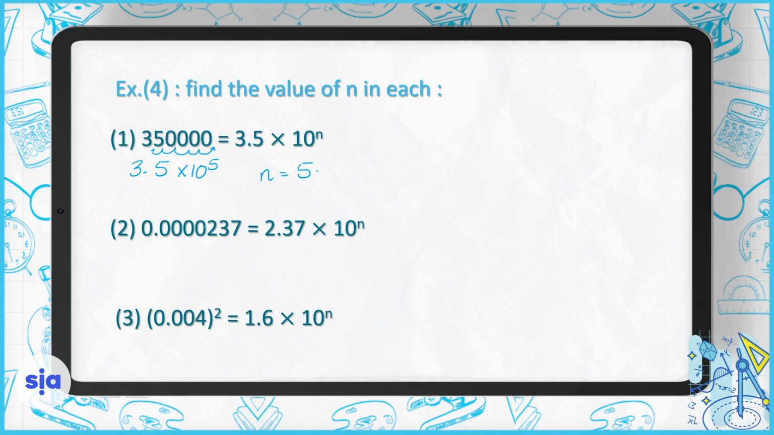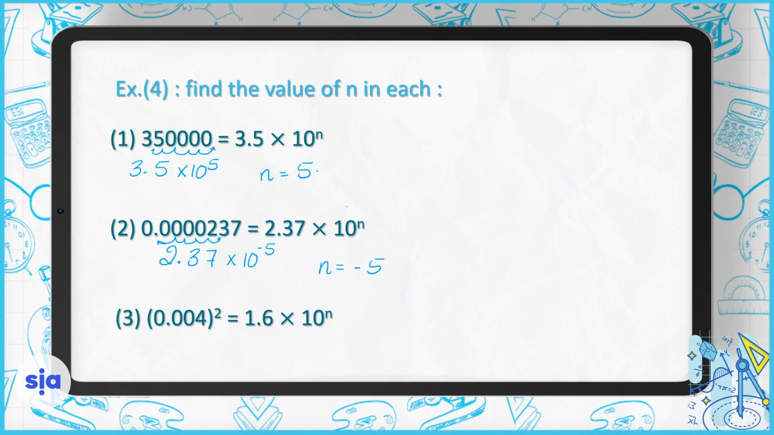This one in question 2, it's 2.37. The decimal is here. You're moving to the left, so it's negative: 1, 2, 3, 4, 5. So it's 10 to the power of negative 5. Then n is the power, which is negative 5.